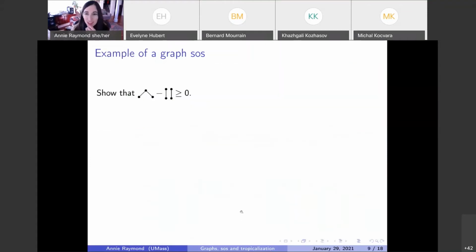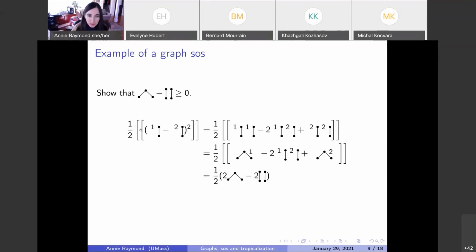All right, so let's do an example and see if it all makes sense. Let's say that I want to show that the homomorphism density of a path of length 2 minus the homomorphism density of 2 disjoint edges is greater or equal to 0. So what will be my sum of squares proof for this? It will be exactly this here.